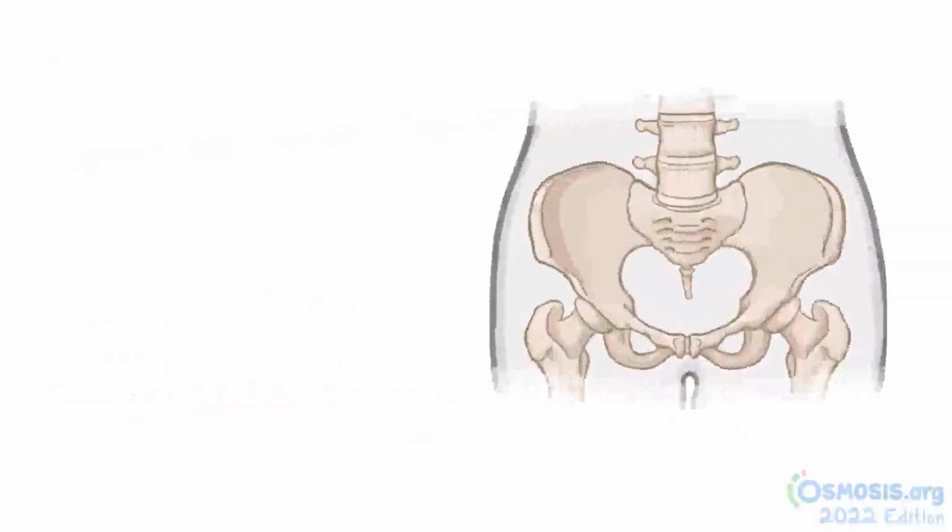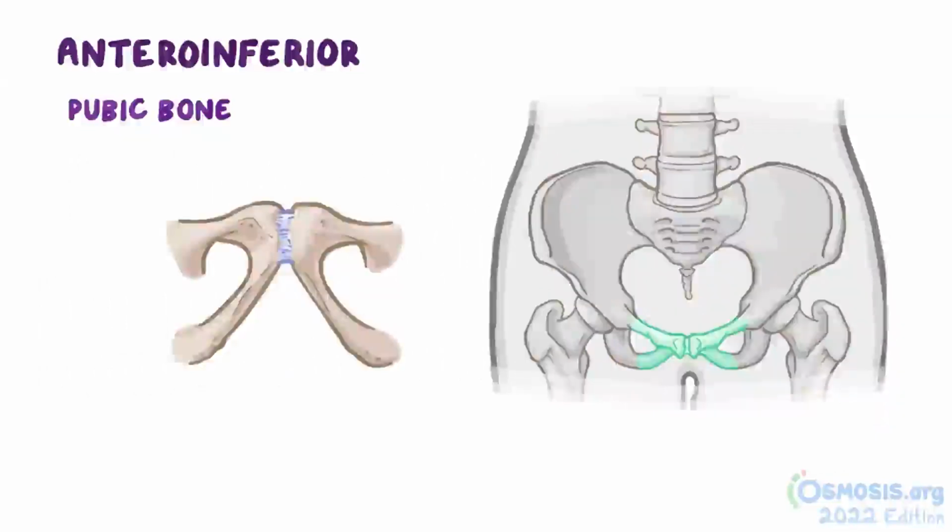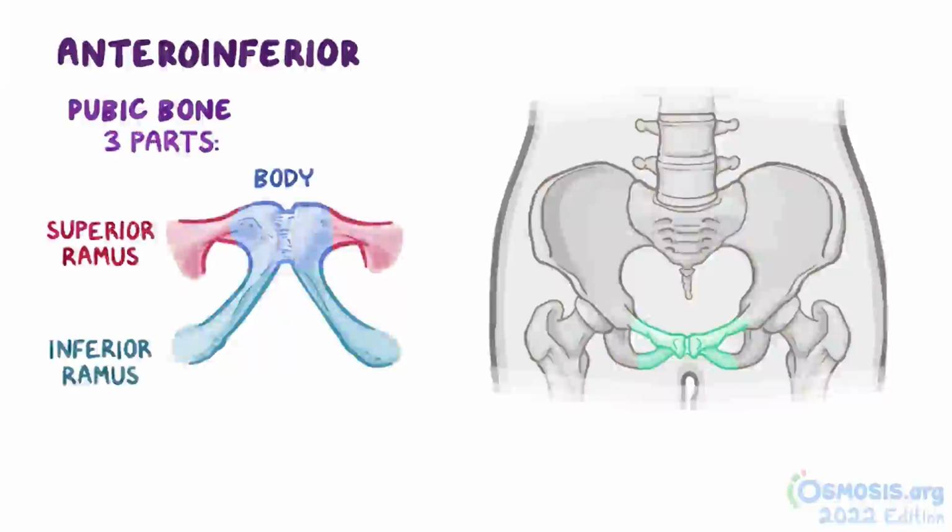So let's start with the antero-inferior wall, formed by the bodies and rami of pubic bones, and the pubic symphysis. Each pubic bone has 3 parts: a body, and a superior and inferior ramus. The body of the pubic bone is the thickest, most anterior part of the pubic bone. Anteriorly, the bodies of the right and left pubic bones are joined together in the median plane to form the pubic symphysis.